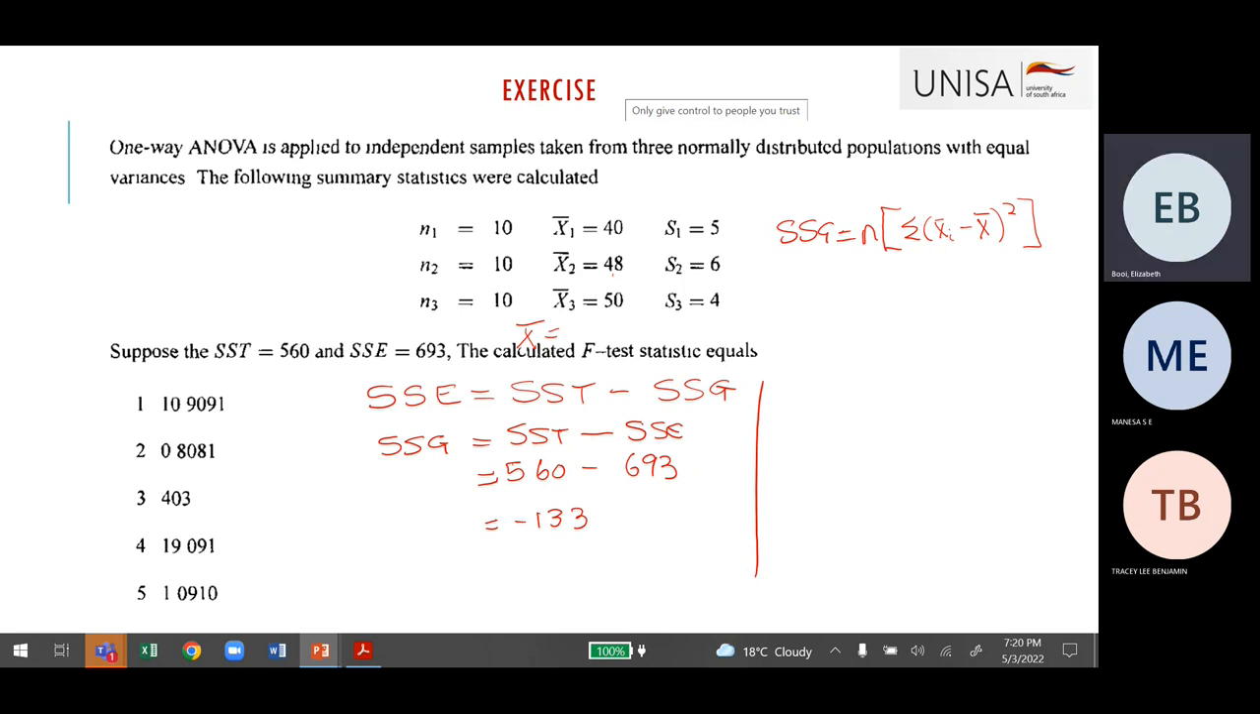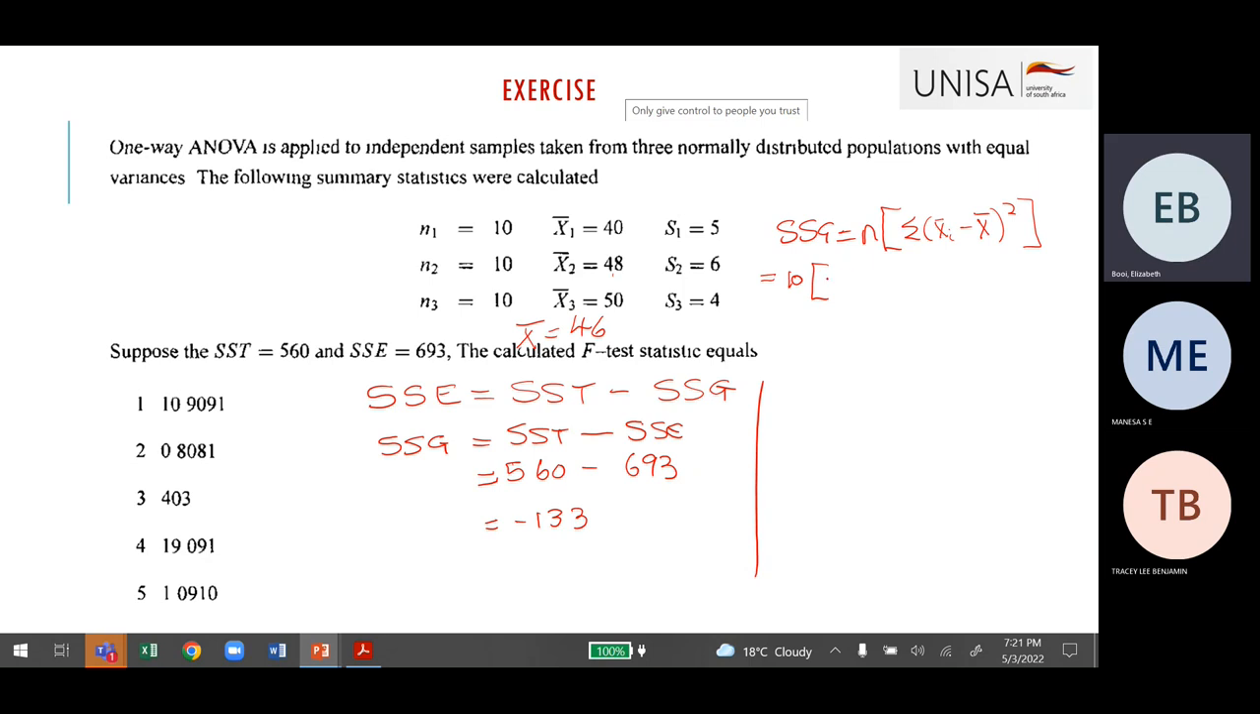40 plus 48 plus 50 equals 138. Divide by 3, which equals 46. So you can also calculate it and say there are, what is your N? N is 10 plus 10 plus 10 is 30. Oh no, N will be this small, it's 10, because then we're going to multiply everything with that.